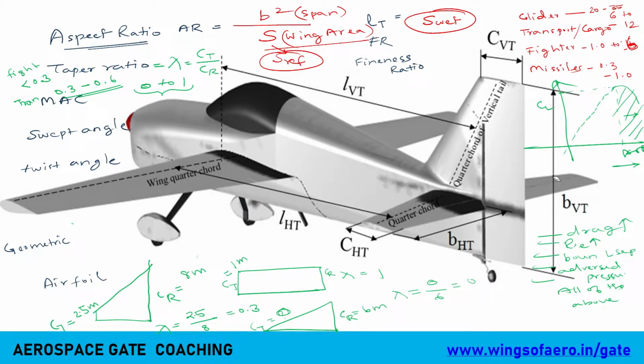Fine. Okay, now we have discussed the taper ratio. Now coming to the mean aerodynamic chord. Okay, now tell me one wing planform where the chord and the mean aerodynamic chord are the same.